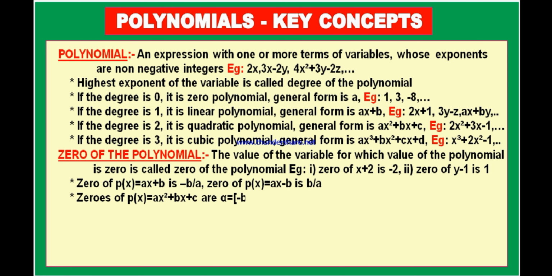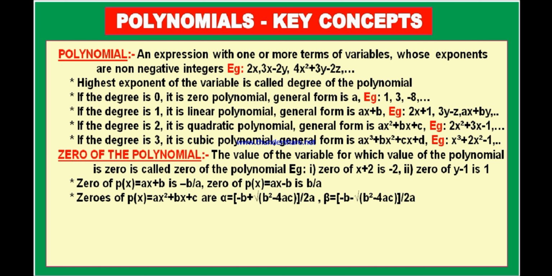Now zeros of the quadratic polynomial ax square plus bx plus c. In order to find out the zeros of this quadratic polynomial, there is a formula to find the zeros. If the degree is 1, then there may be 1 zero. If the degree of the polynomial is 2, then there may be at most 2 zeros. If the degree is 2, it is a quadratic polynomial. For any quadratic polynomial there may be 2 zeros.